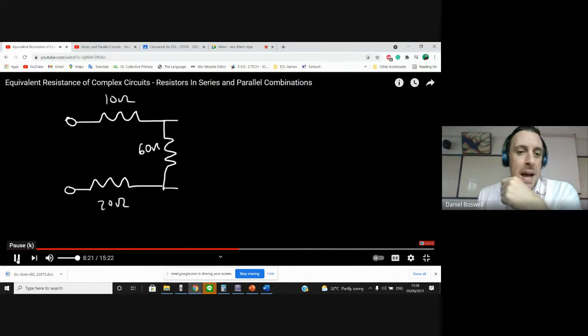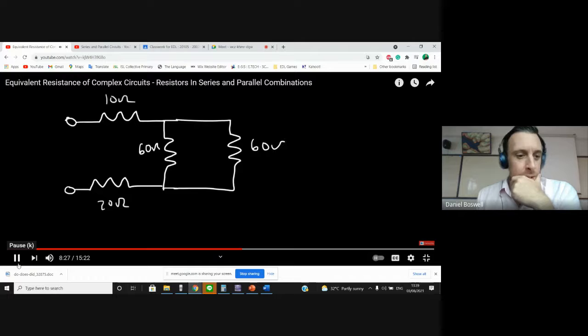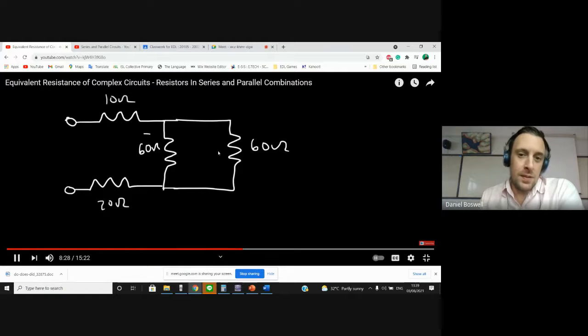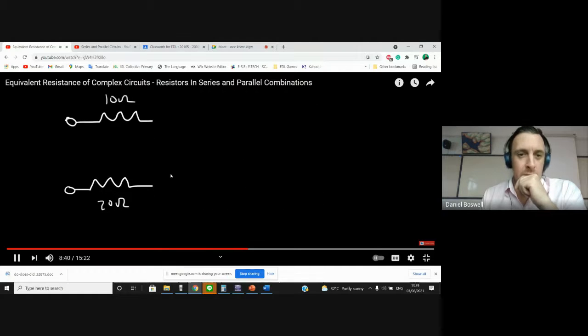This will then put us parallel with this resistor. Now, we know these two in parallel, the equivalent will be half that of one resistor. So half of 60 is 30. Good. So now we know we can do this. So half of 60, which is 30.